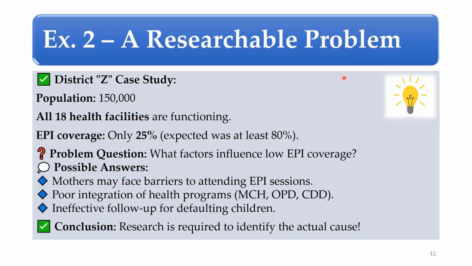An example of a researchable problem: District Z has a population of 150,000 and all 18 health centers are functioning. But when it comes to expanded program on immunization coverage, only 25% was covered, yet the expected was at least 80%. So the problem question is, what factors influence low EPI coverage?